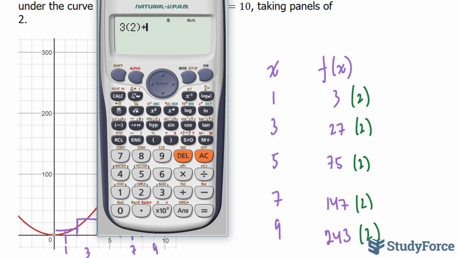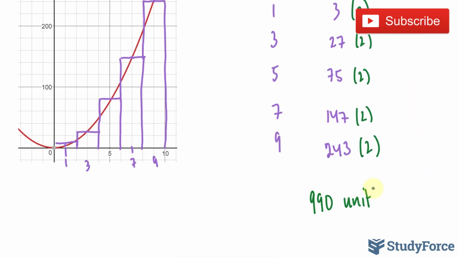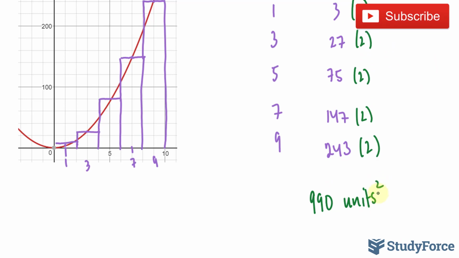3 times 2 plus 27 times 2 plus 75 times 2 plus 147 times 2 plus 243 times 2, and this gives us 990 square units. 990 square units. I'll write down units squared. That is the approximate area using the midpoint method.